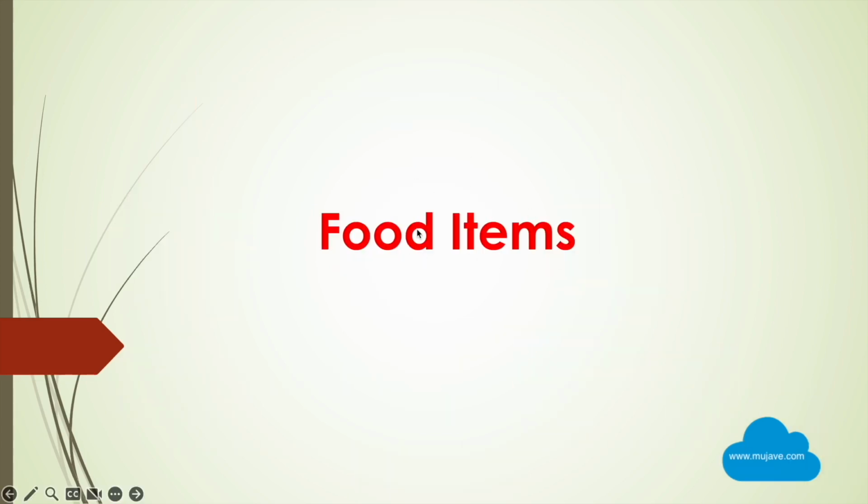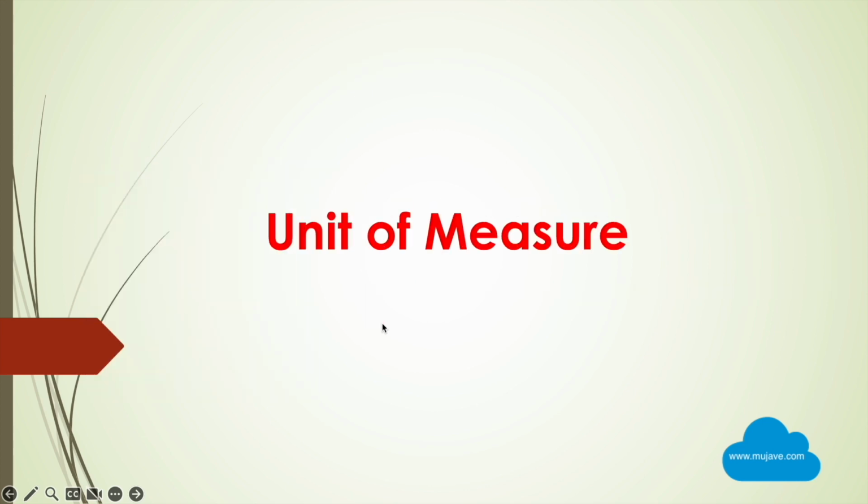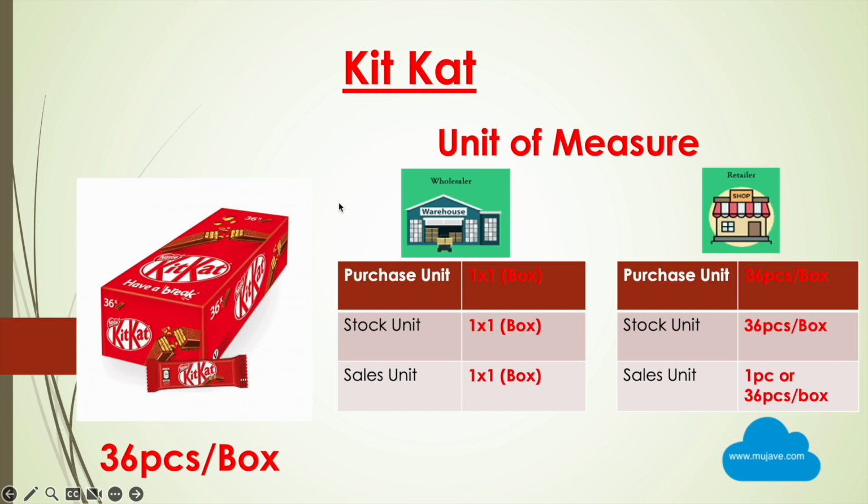Food items. Here, Allied Brothers buy the products and sell them to the wholesaler as well as to the retailer. Here, Allied Brothers sell the products in box or carton but not in pieces. Let's see its unit of measure. As I told before, Allied Brothers sell the products to both wholesaler and also the retailer. Let's come to the wholesaler.